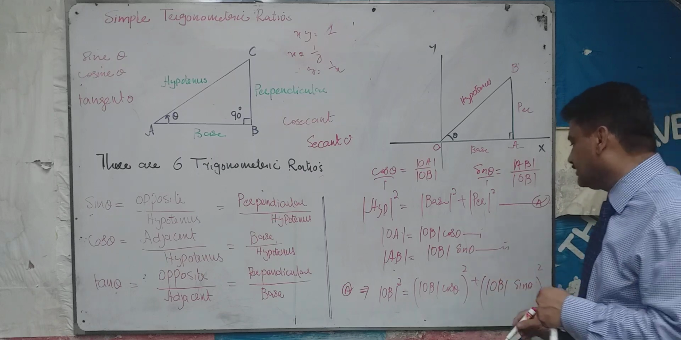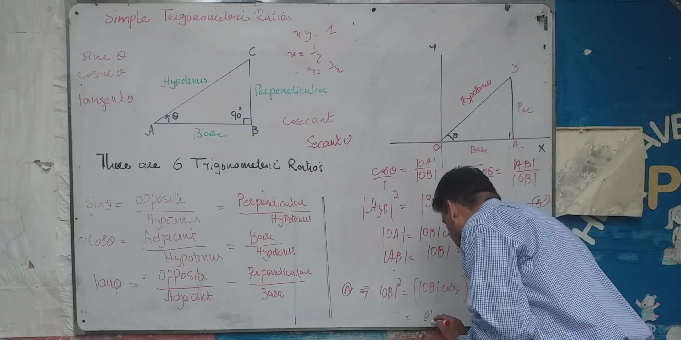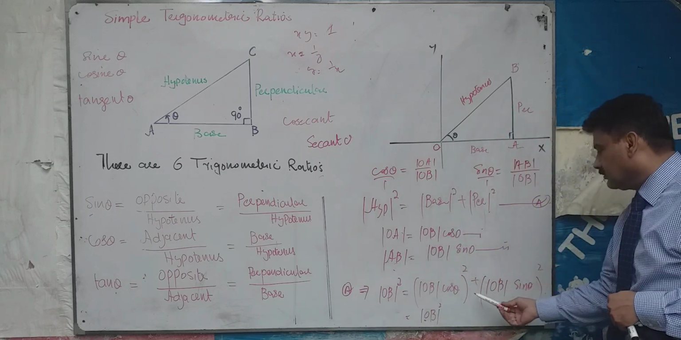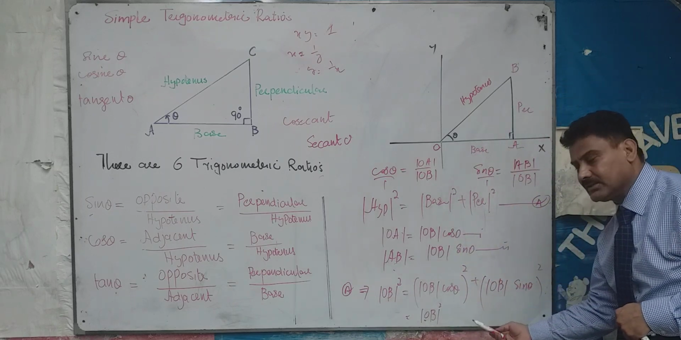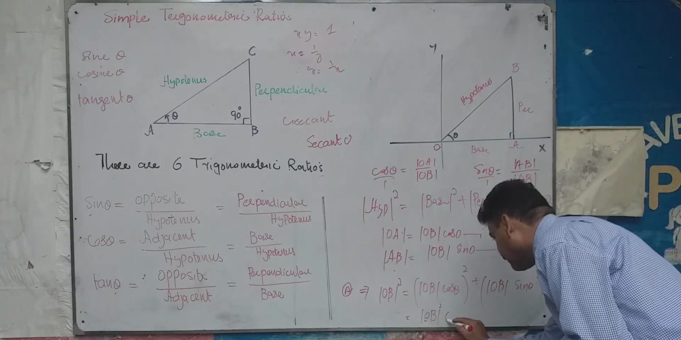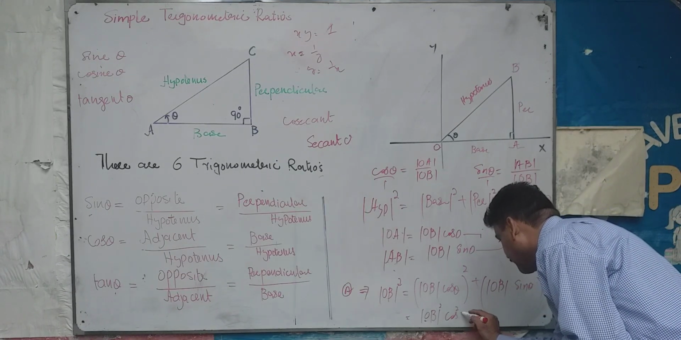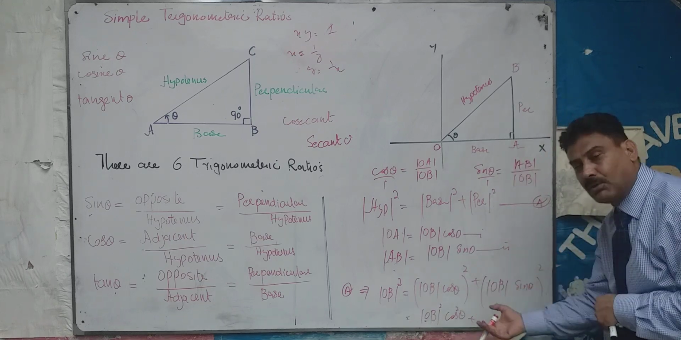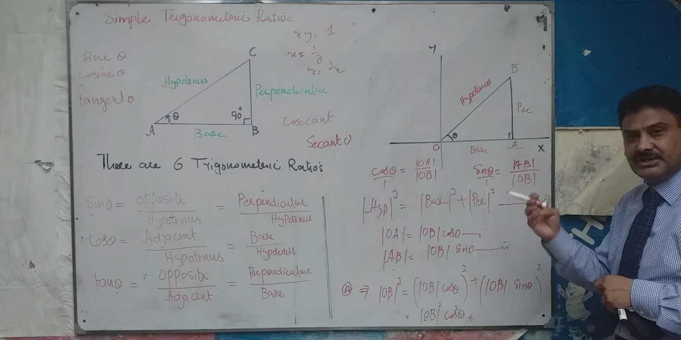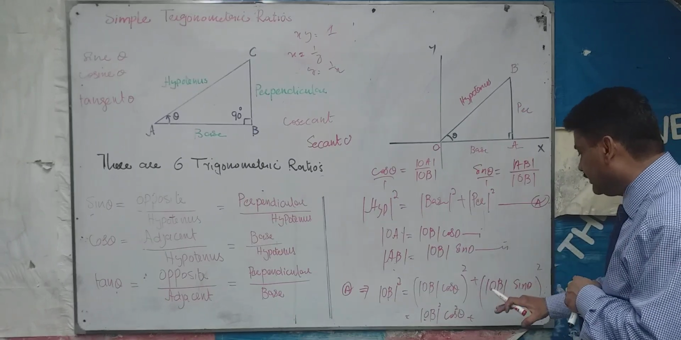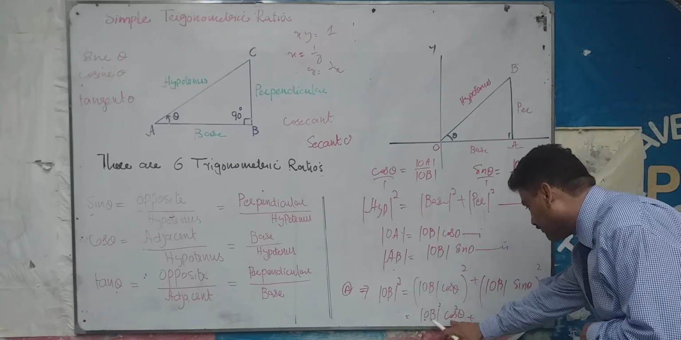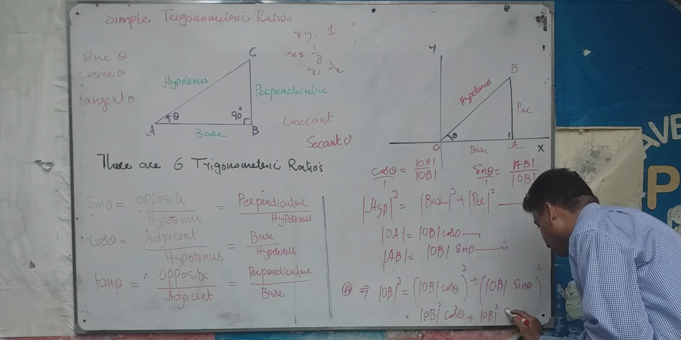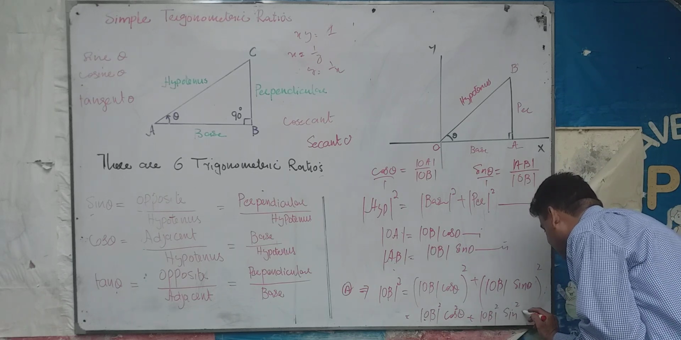After simplification, we will get OB squared. When we take the square of this cos, we write cos squared theta. It is not the square of theta, it is the square of cos. Because the function is cos, we square the function: cos squared theta plus square of OB and sin squared theta.